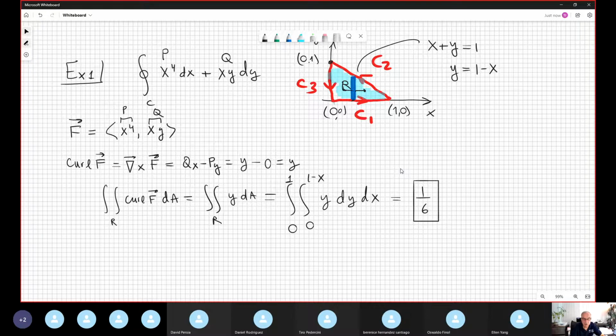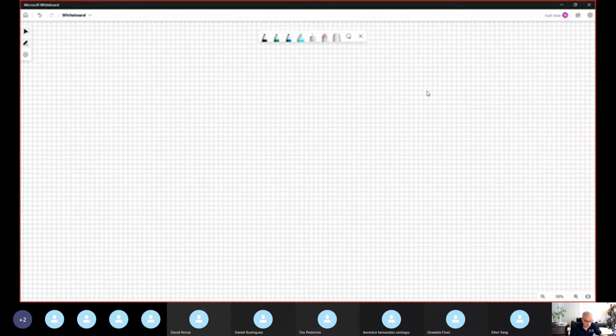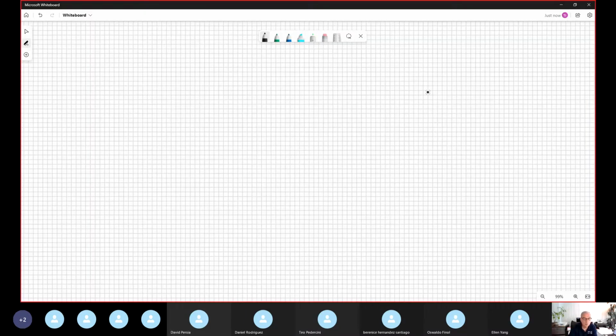Let's move on to example 2. In example 2, I bring a new situation. Well, before example 2, I want to explain something. You have this formula that represents the Green's theorem. I want to copy it again.